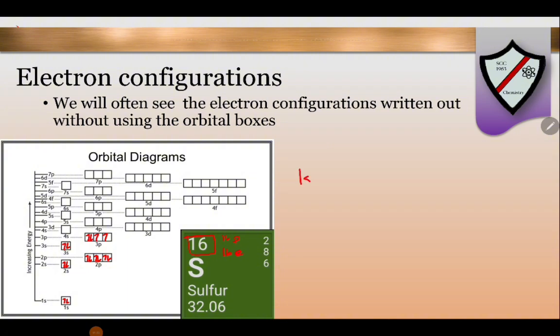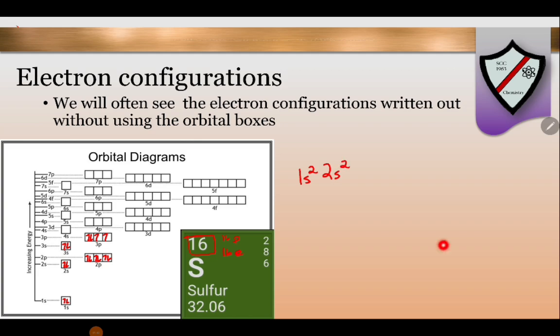We see the 1s orbital has some electrons in it, and to be specific, it has 2 electrons. And you see the number of electrons go in a superscript position above the orbital that you are designating. So the 1s orbital has 2 electrons. The next orbital that we see that has some electrons in the energy order is the 2s orbital. So we write 2s, and it also has 2 electrons.